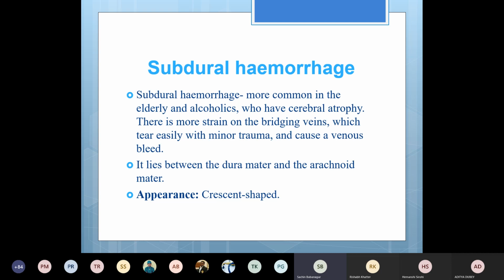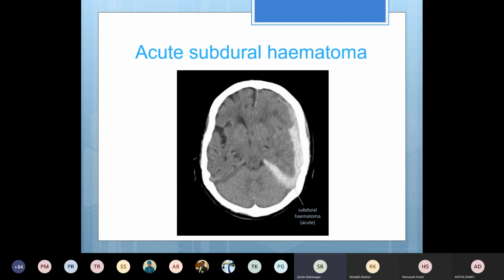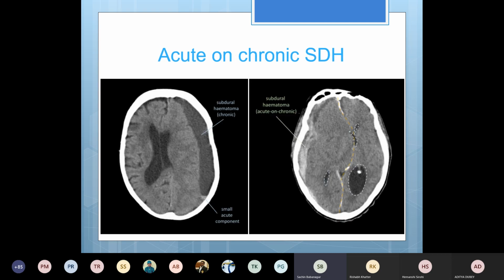So subdural hematoma is more common in the elderly and alcoholics who have cerebral atrophy. This is because of the veins, it is a venous bleed, and it's usually crescent shaped, that is convex on one side, concave on the other side. Here you can see an acute subdural hematoma. So here it's convex, here it is slightly concave. Sometimes the shape may not be very typical. Remember the age, the history, and correlate all that. Also look for any fractures. Usually fractures are associated with extradural hemorrhages because of the trauma.